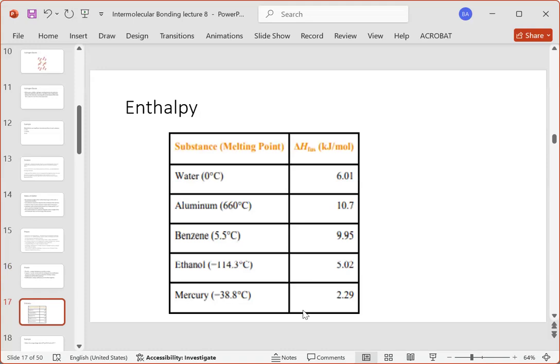Water's melting point is 0 degrees Celsius, and its delta H fusion is 6.01 kilojoules per mole. Aluminum is 10.7 kilojoules per mole, benzene is 9.95, ethanol is 5.02, and mercury is 2.2 kilojoules per mole. So those are a sample of them.